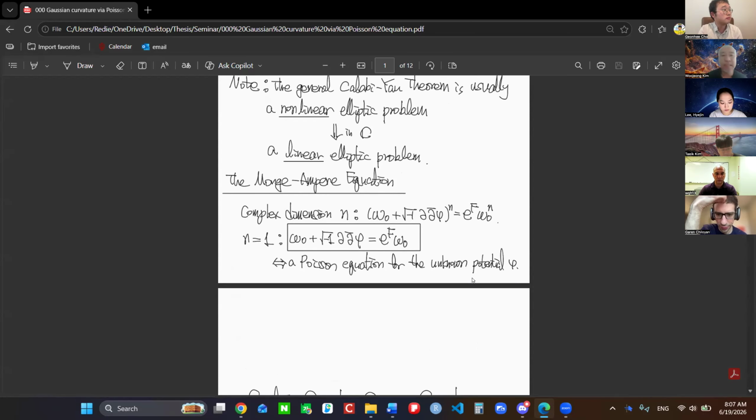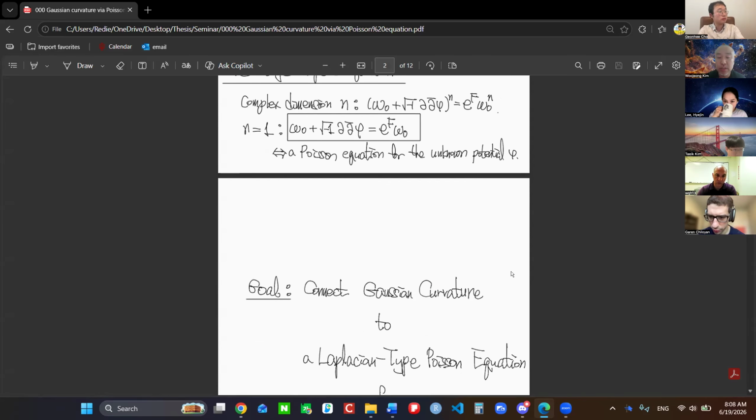And what is the Monge-Ampère equation? In complex dimension n, this is the Monge-Ampère equation: (ω0 + i∂∂̄φ)^n = e^f ω0^n. When n is equal to 1, this is going to be equivalent to a Poisson equation for the unknown potential φ, which is a real-valued scalar function.